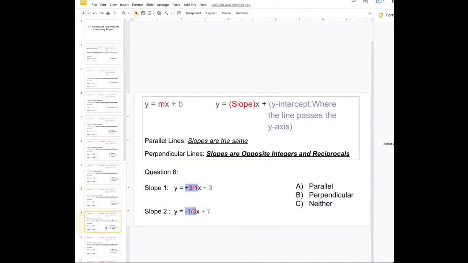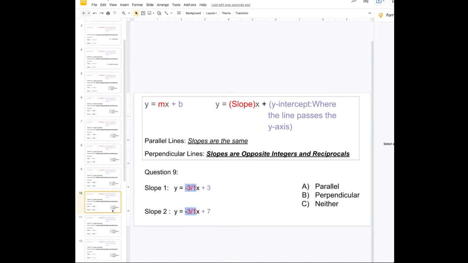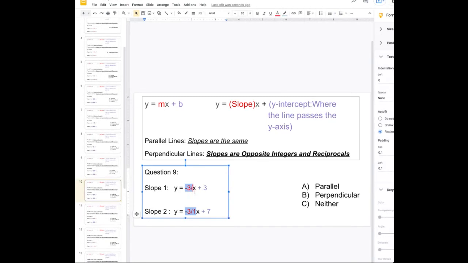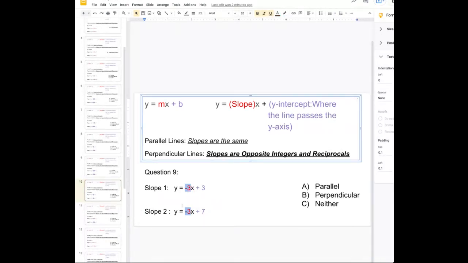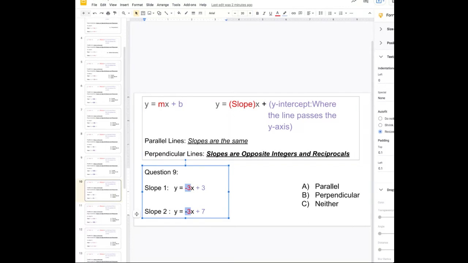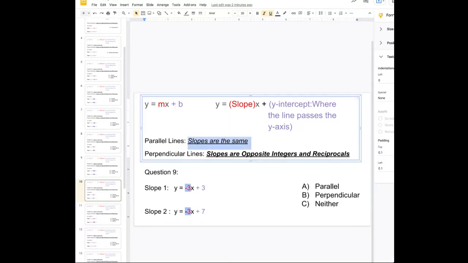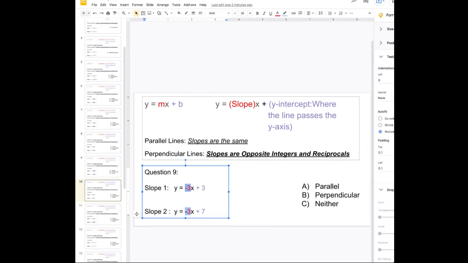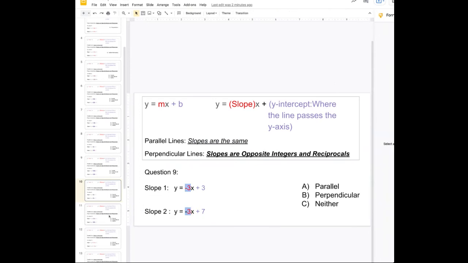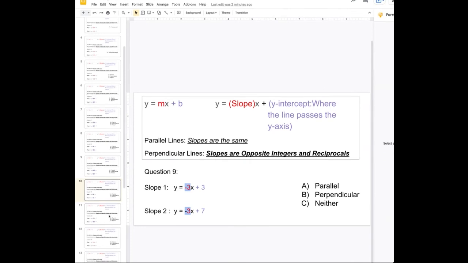Going on to the next one. Did we do this one yet? I think we did, right? Hold on. Yeah. Going on to this next one. What do you think the answer for this one is right now? They are parallel because, once again, the slopes are the same, -3, and this is also a -3. Going on to the next one.